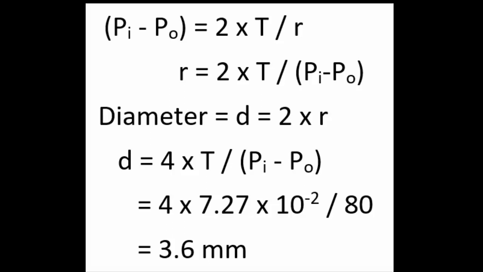This difference in pressure is called excess pressure, and this excess pressure in case of a liquid drop, that is P inside minus P outside, is 2T upon R, where T is surface tension of the liquid and R is radius of the drop. Substituting the values, the diameter comes out to be 3.6 millimeter.